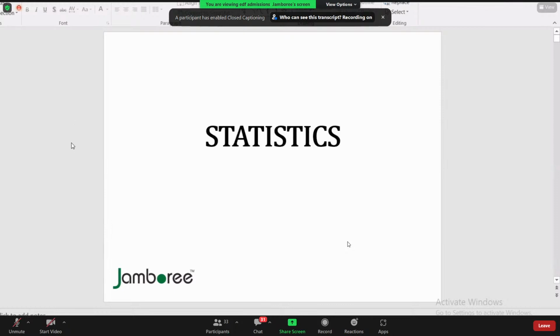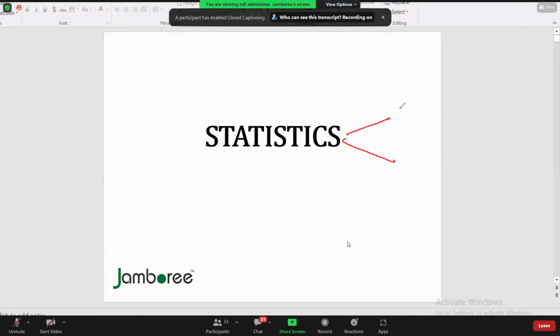The next chapter we are going to discuss is about statistics. This is also one of the most important elements from the exam perspective. This is also important for two reasons.